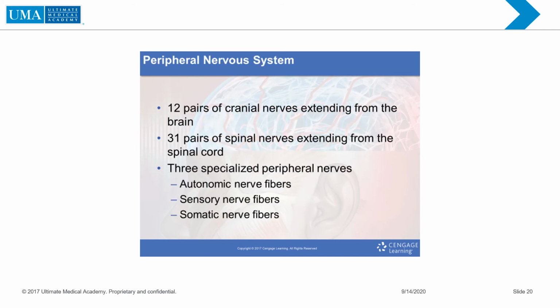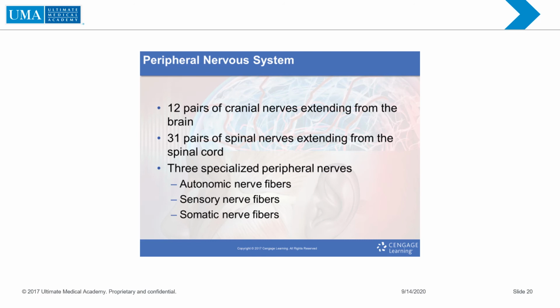Now, moving into our PNS, or peripheral nervous system. This would consist of the 12 pairs of our cranial nerves that extend from the brain and also those 31 pairs of spinal nerves that extend from the spinal column. Peripheral, if we were to break that down, means pertaining to body parts that are away from the center of the body. We have three types of specialized peripheral nerves, and these types will transmit any signals to and from the CNS.